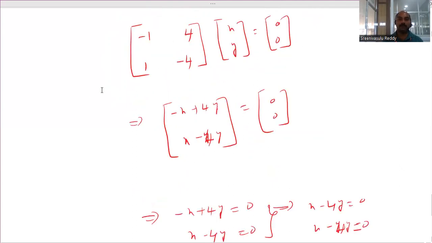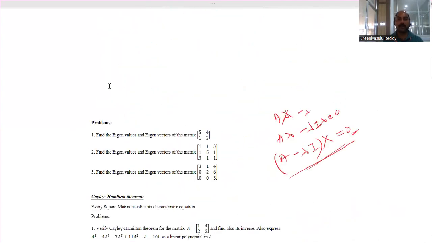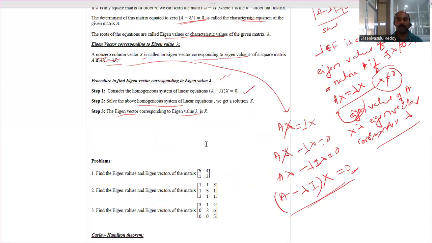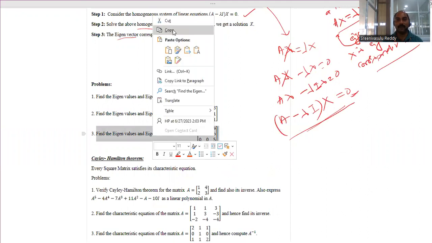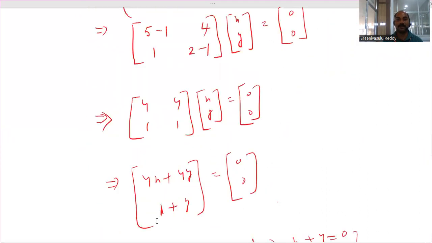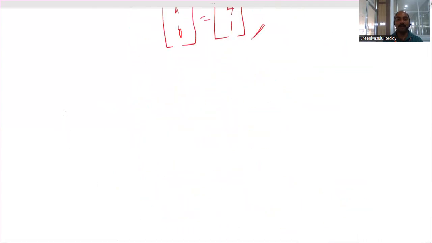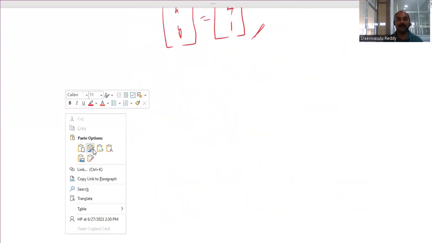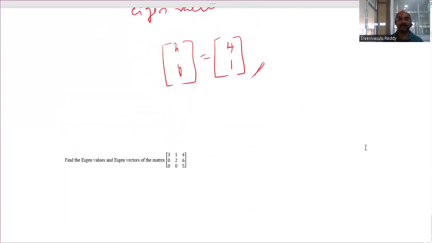So next problem. I will solve one more problem, and the remaining problem I leave for your homework. Here I am taking the last one. If it is a diagonal matrix, either upper or lower triangular matrix, we can easily find eigenvalues. Eigenvalues are nothing but the diagonal entries. You will see.